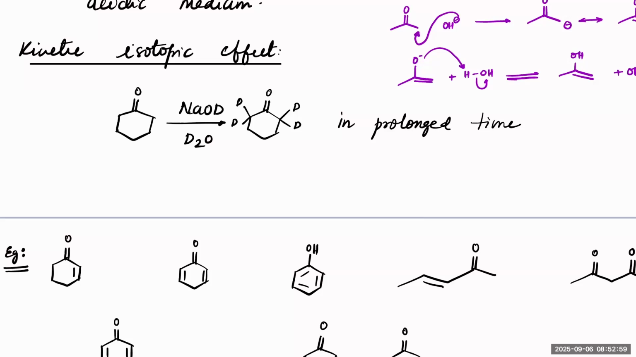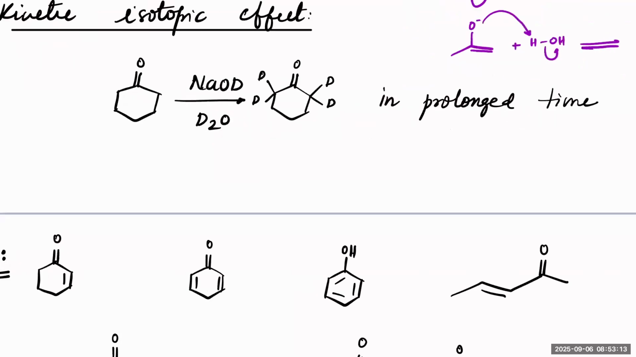That is, any hydrogen getting replaced by deuterium at any position, then we say it possesses a kinetic isotopic effect. In short, what does that mean? Suppose you have a hydrogen here, and let's say you perform a reaction with HCN. And with HCN, what is the product you will get? We will get OH and cyanide.